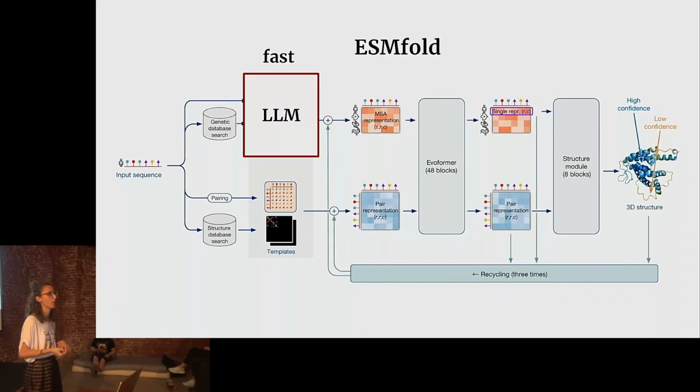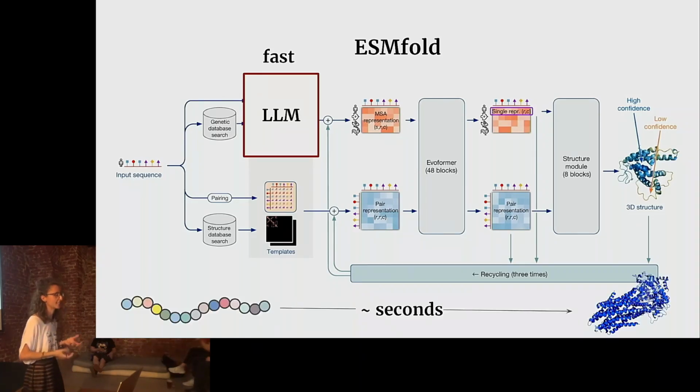And here comes ESMFold. That's a tool that basically copied AlphaFold's architecture, but replaced the slow database search with a faster language model, and they're able to do the predictions with almost the same precision as AlphaFold. They're really good, and they're doing it in seconds.